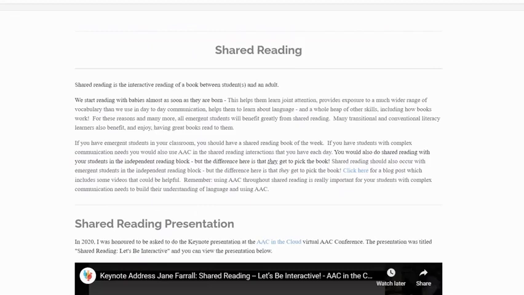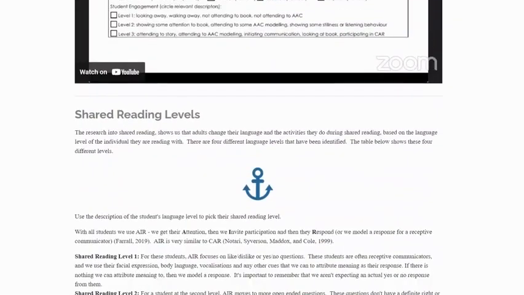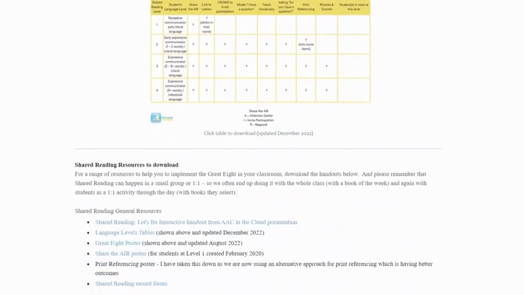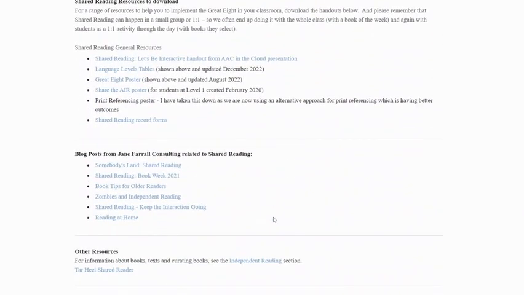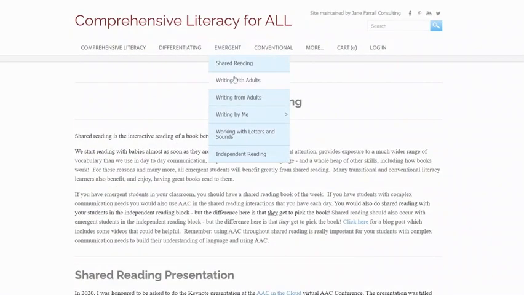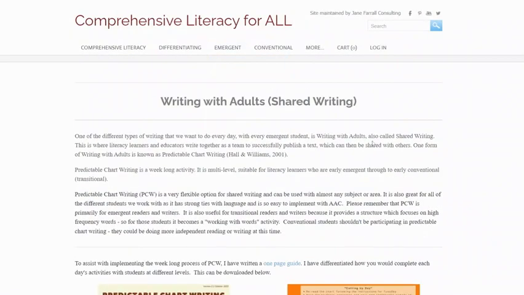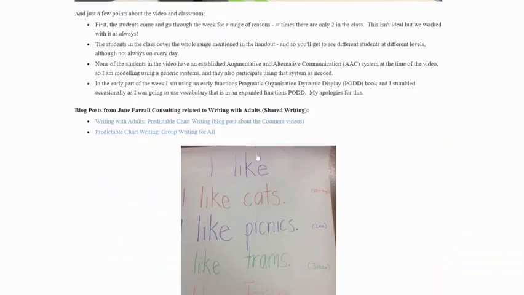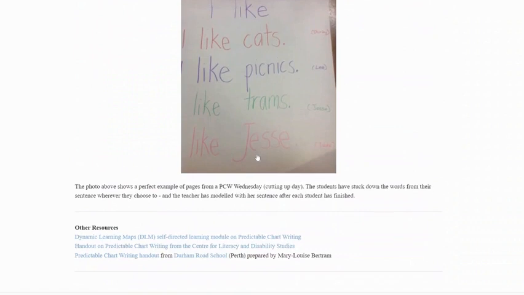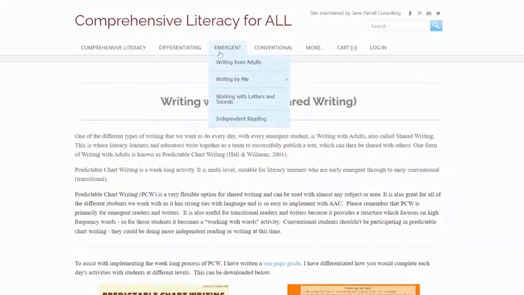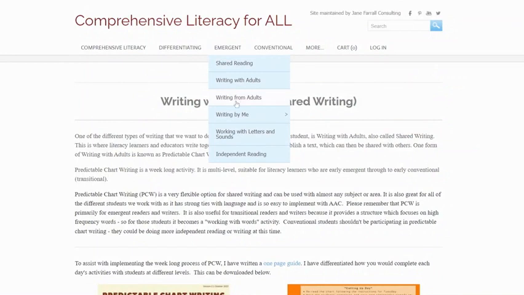Shared reading. Again, a presentation on it, broken down with graphics, tables, and downloads, and more blog posts. She does this for each subsequent tab: writing with adults, graphics, examples, other resources, writing from adults.